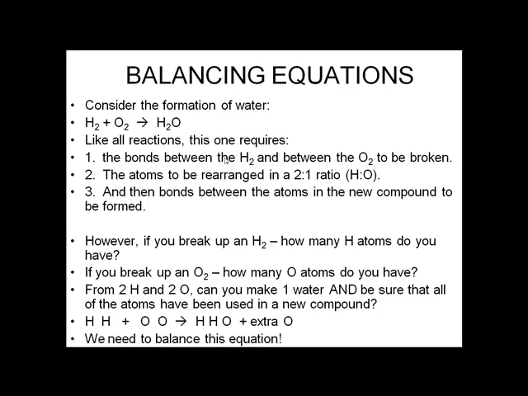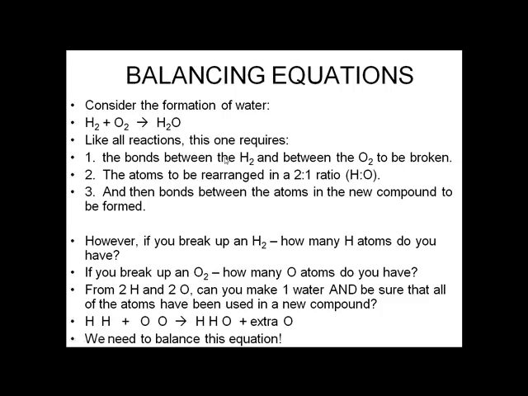All right, let's consider the formation of water. From hydrogen and oxygen gases, we get H2O. Like all reactions, this one requires bonds of hydrogen and oxygen to be broken, the atoms rearranged in a certain ratio, and then the bonds formed again. If we look here, we see that it's not balanced. We have an extra O. So what do we need to do to balance this equation?